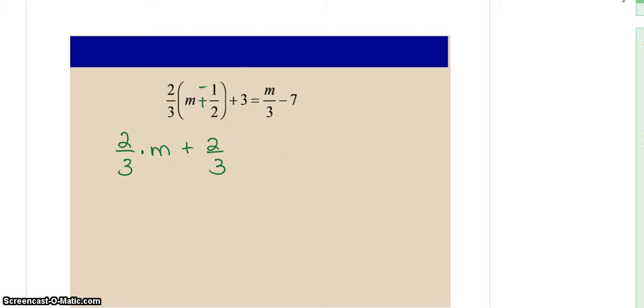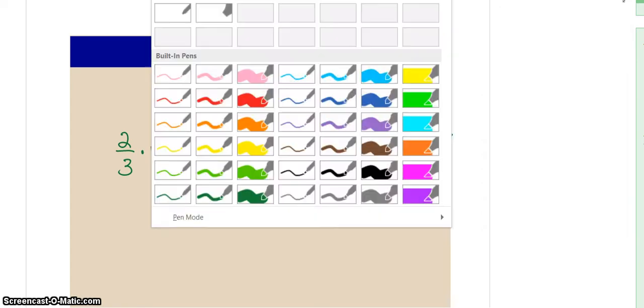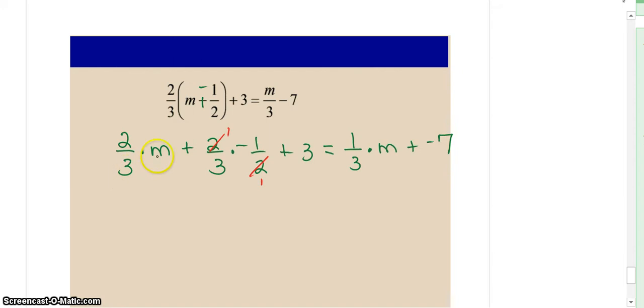So I'm going to multiply 2/3 times negative 1/2. I'm going to show those steps, bring down my plus 3, and remember to change m divided by 3 to 1/3 times m. And of course, we're changing all subtraction to addition. So what's helpful in breaking this down is I can do my cross canceling with my two fractions, and that just helps to cut down on carelessness.